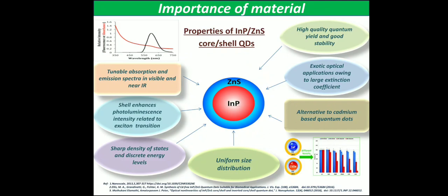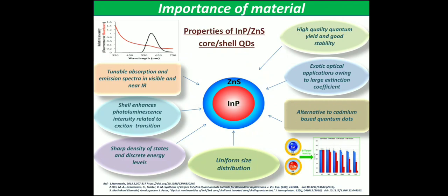So these are the properties of indium phosphide zinc sulfide core shell quantum dots. It has a wide range of emission from 500 nanometers to 800 nanometers, due to the large exciton Bohr radius. Group 2-6 type semiconductors have size tunable absorption and emission spectra. This kind of quantum dot has uniform size distribution, exotic optical applications, photoluminescence, high quantum yield, etc.